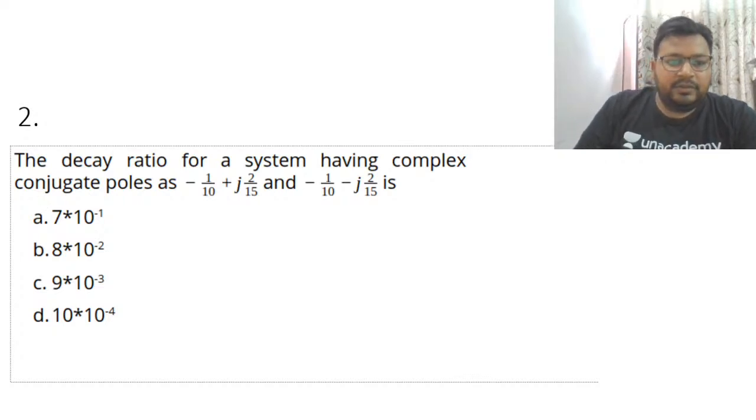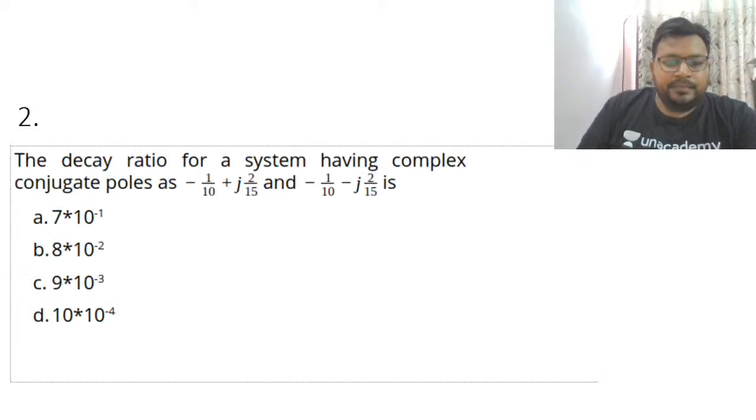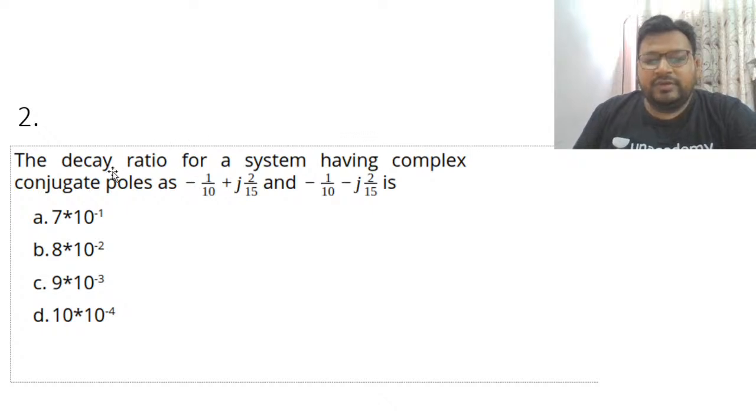Okay guys, so let me tell you the answer. The question is, we have to calculate the decay ratio and the poles of the system are being given. There are two poles, so I can say the order will be second, because for a second order system there are generally two poles, and according to our syllabus we define the decay ratio also for the second order system.